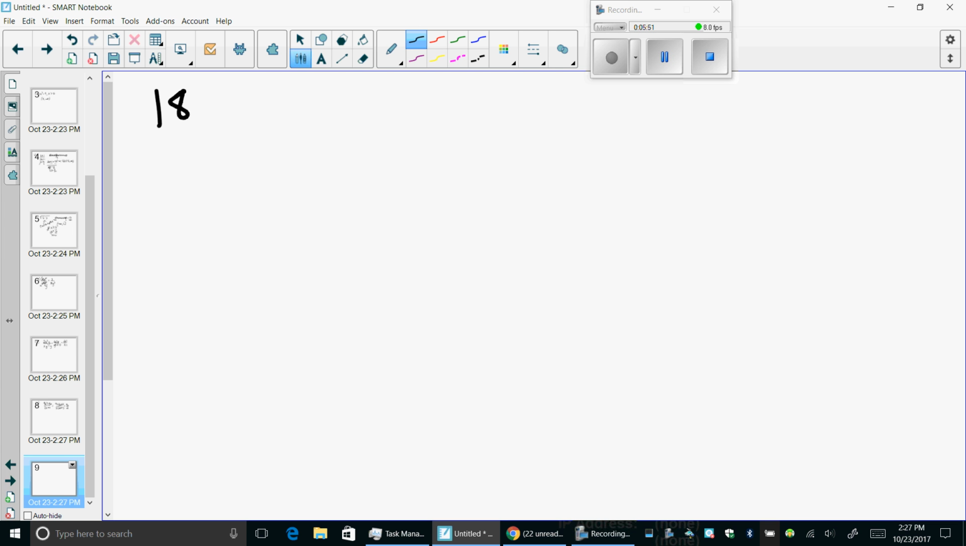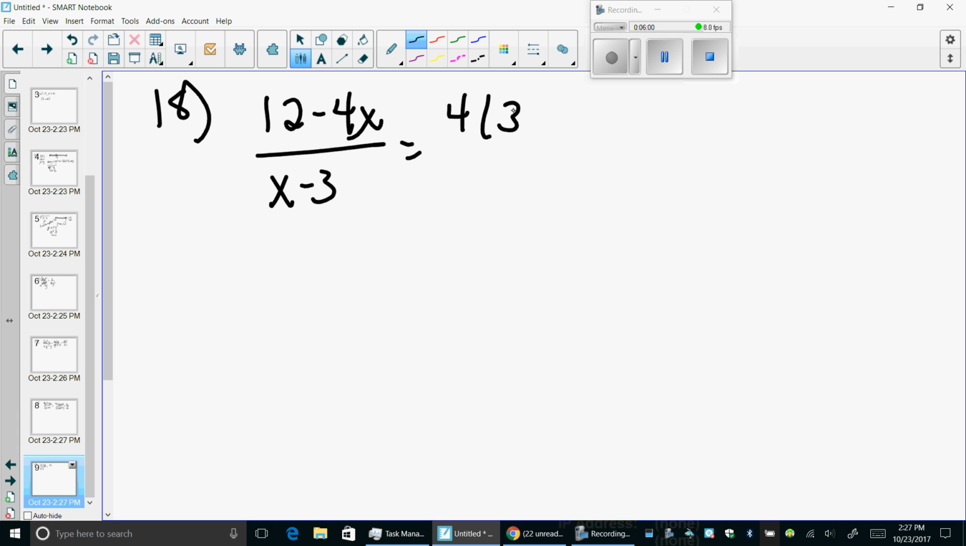All right, number 18. I have 12 minus 4x on the top and x minus 3 on the bottom. The top has a GCF of 4. It's 4 times 3 minus x, and the bottom is x minus 3. 3 minus x and x minus 3 are exactly opposites of each other. Notice the 3 is positive and the x is negative up here, and the x is positive and the 3 is negative, so I can cancel them out if I replace it with a negative 1. So 4 times negative 1 is negative 4, and that's my answer on number 18.